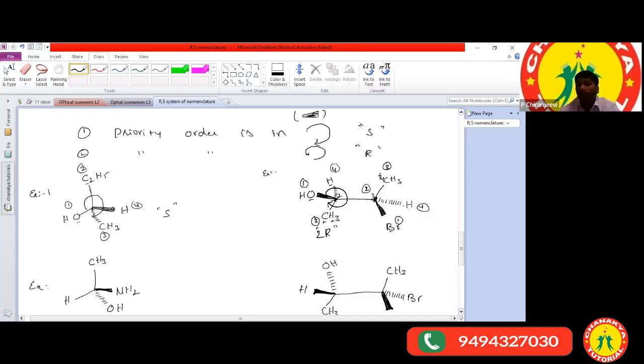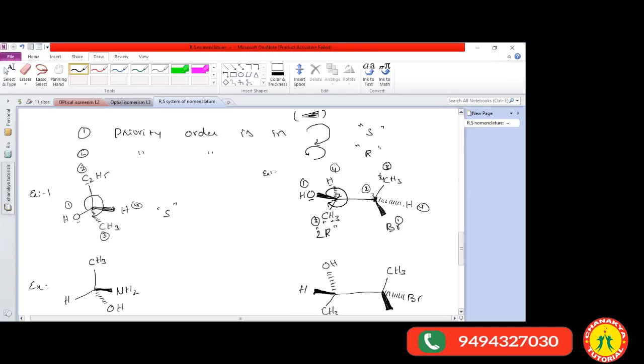Fourth priority. That means hydrogen is towards the observer or away from the observer? Sriveda, hydrogen is towards the observer or away from the observer? Okay. Anjan? Sir, it is hydrogen. Okay, is it away, sir? Right, sir. So it is away from the observer.